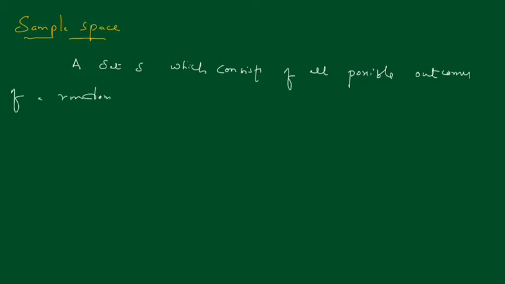Sample space. Let's see what is sample space here. A set S which consists of all possible outcomes of a random experiment is called a sample space.